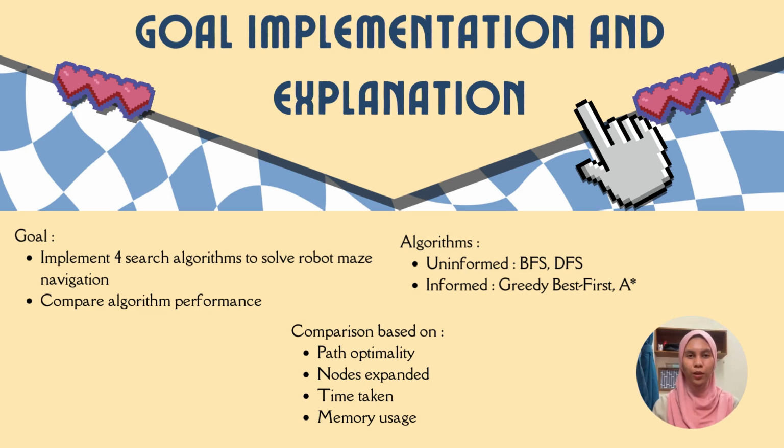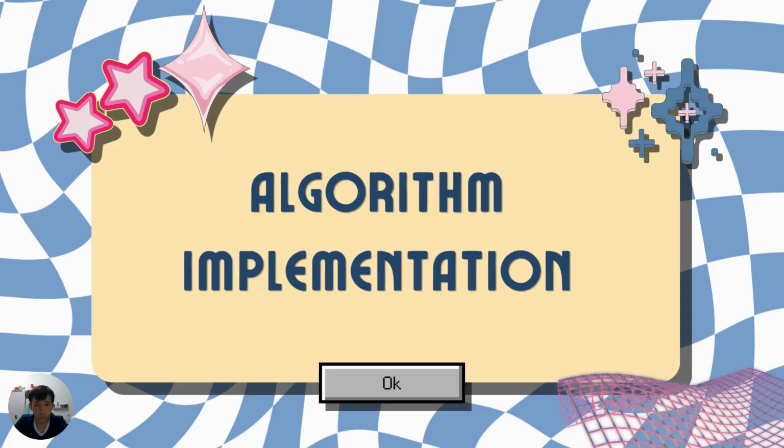For the goal of the implementation, we implement 4 search algorithms to solve robot maze navigation and compare their performance. The algorithms are divided into 2 types. Uninformed search includes BFS and DFS. Informed search includes greedy best first and A star search. We will compare them based on 4 criteria: path optimality, nodes expanded, time taken, and memory usage.